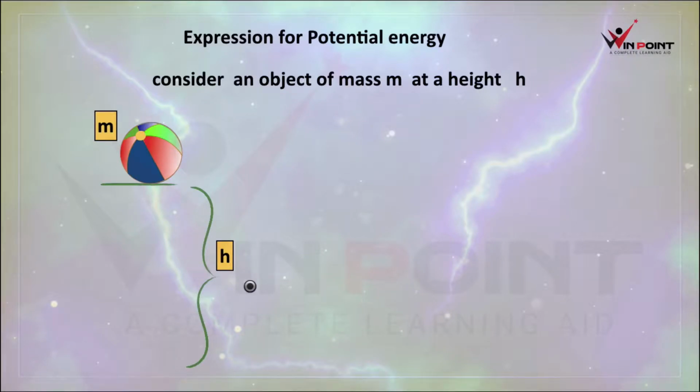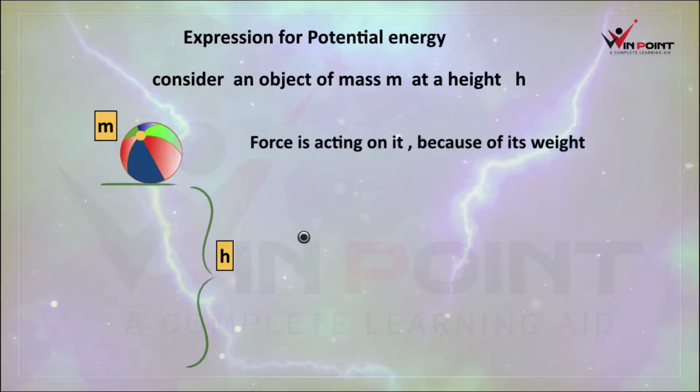The mass is m. What is the equation for work done? Work done is force into displacement. The force acting on this object is weight. The ball is having a weight. What is the equation for weight? Weight is equal to mg. Here the mass is m and there is an acceleration due to gravity. There is a gravitational force acting on that ball. Because of this, there will be a force. The equation is F equal to mg.